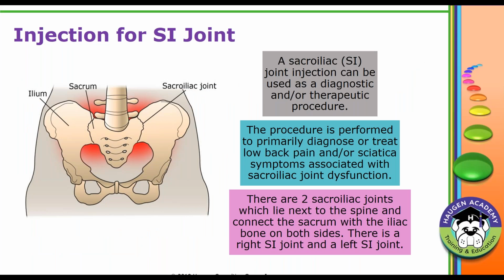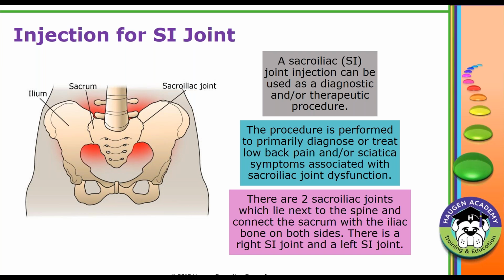So the next topic that we have here is injection for SI joint. The sacroiliac or the SI joint injection can be diagnostic or therapeutic. It's performed the same way for either diagnostic or therapeutic procedures. It's used to diagnose or treat low back pain or sciatica. There are 2 SI joints, one on each side of the spine. They lie right next to the spine. You can see in the picture, and they connect the sacrum with the iliac bone on both sides.